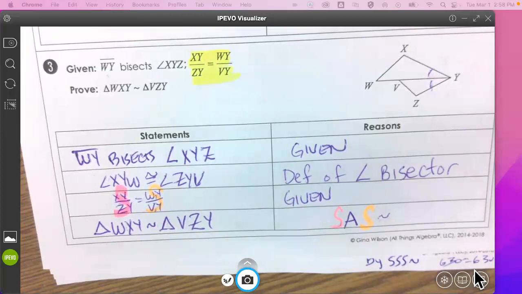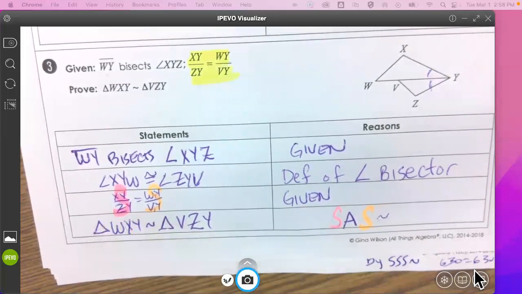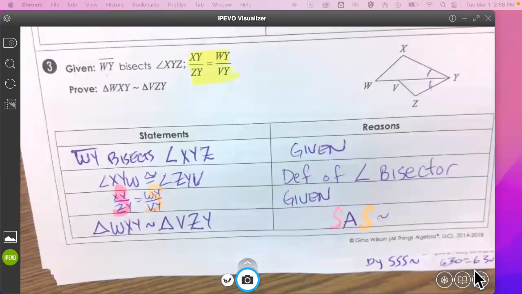And I will tell you that when you're doing SSS proofs and SAS proofs, similarities, you kind of always get these types of things given to you. It's hard for you to establish that side lengths are proportional without being given that they're proportional for this level of geometry.